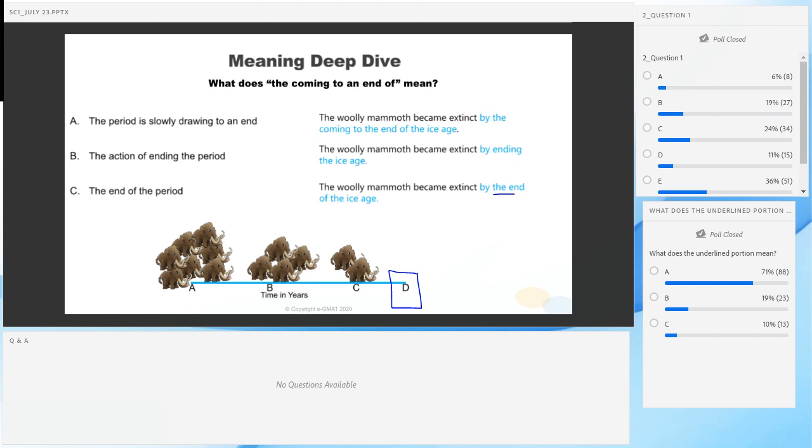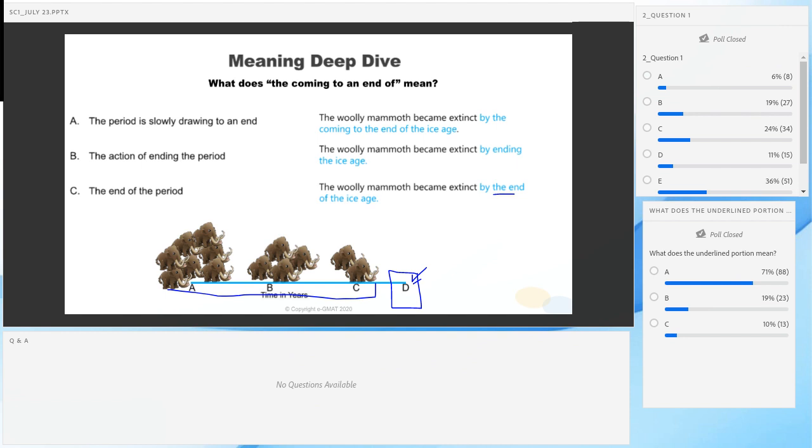We are not talking about from point A to point C, nothing. We are just saying that by the end of the ice age, which is point number D, there were no woolly mammoths. By the end of this period does not give us that sense or that meaning of a period slowly getting over a stretch of time. Okay, so this is decoding that small little part of the whole sentence that was underlined in our official sentence.